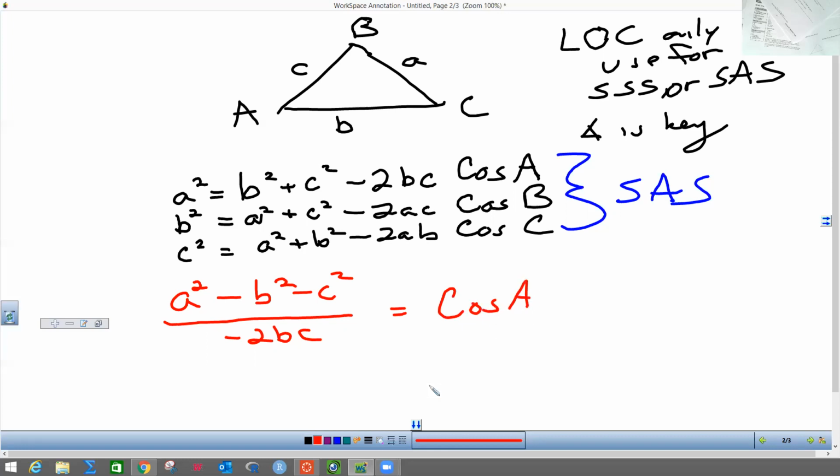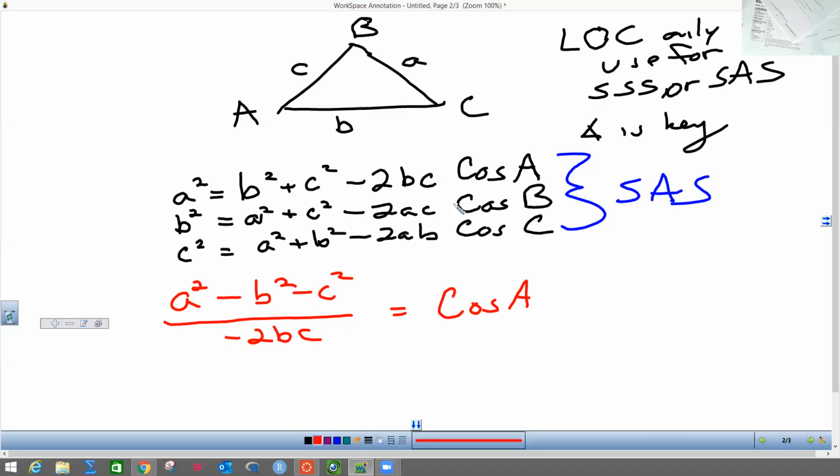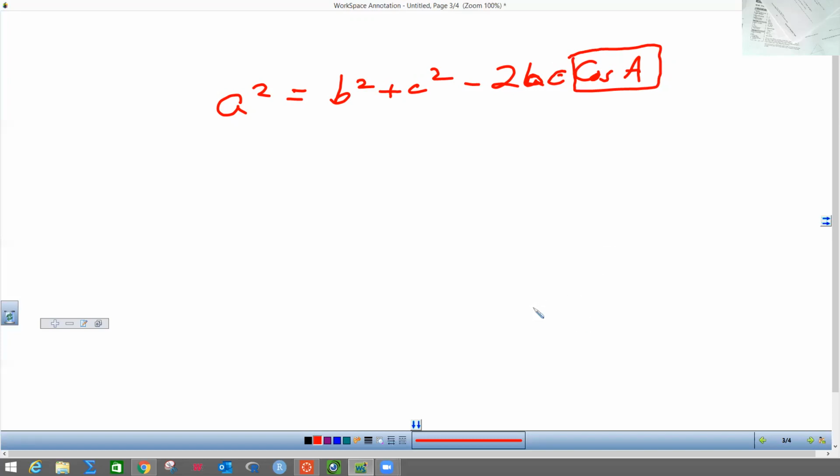Yes, ma'am. I can, yes. Okay, I'm going to go over here and explain it. Let's do a new picture. I have A squared equals B squared plus C squared minus 2BC cosine A. I am trying to algebraically get this as my variable all by itself. Just like if I have 2x plus 4 equals 8, what do you do first?